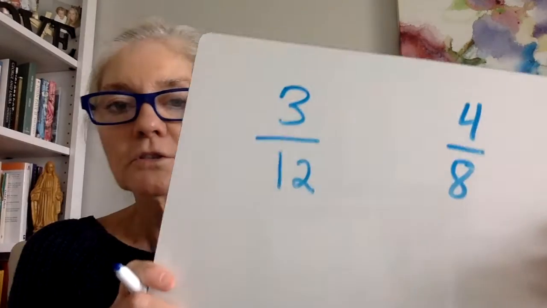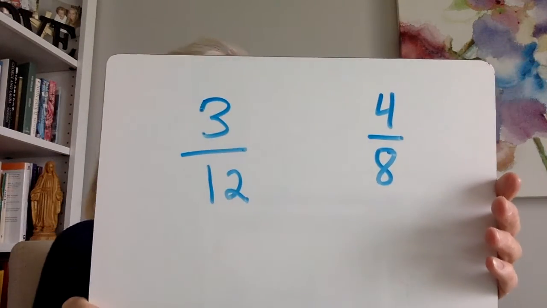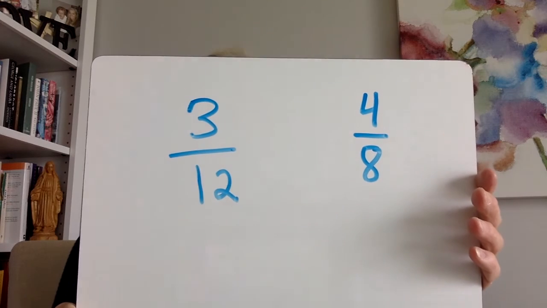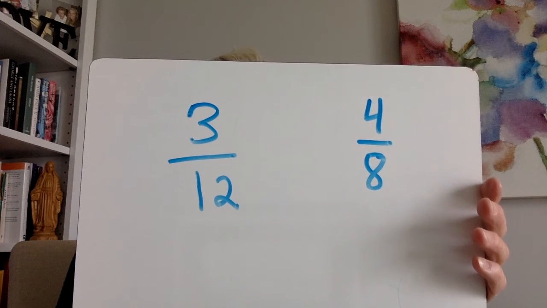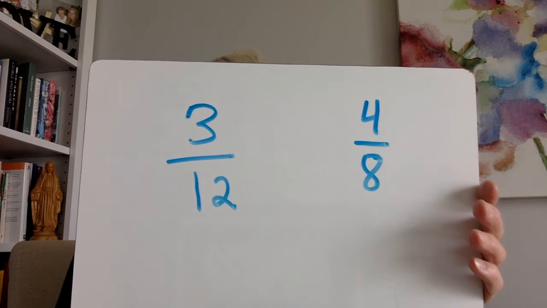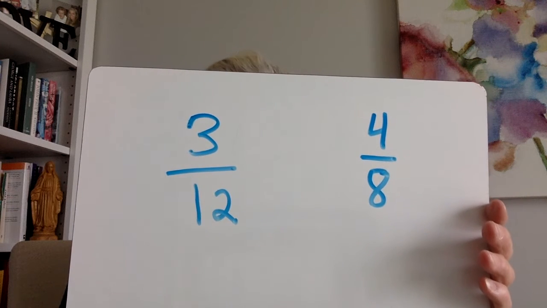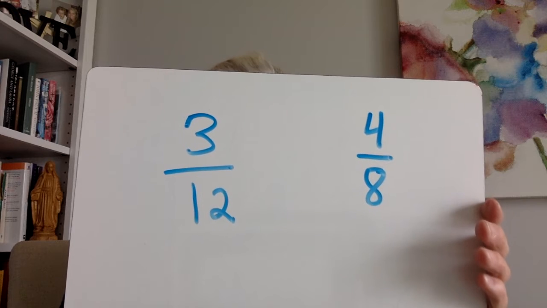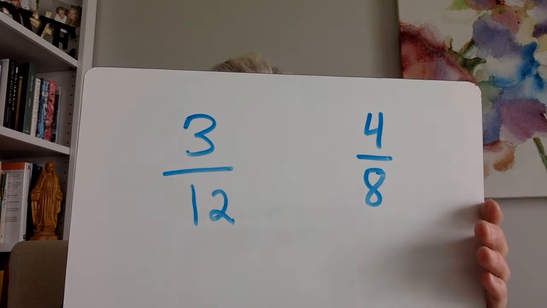When you're comparing fractions, it's hard to compare them when they don't have the same denominator, the same bottom number. It's harder to decide which one's bigger, which one's smaller. For example, 3/12 and 4/8. Unless we draw pictures or get our fraction strips out, it's hard to tell right off the bat which one's bigger, which one's smaller, or are they equal?